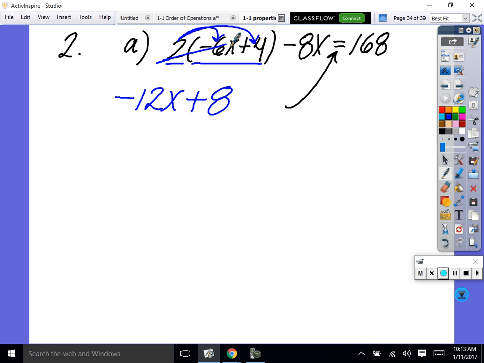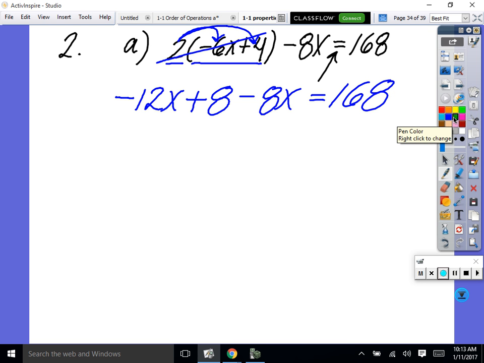So now look, I just simplified that piece. And now let's rewrite what we have left. So everybody, I'm showing my work. I still have minus 8x, and that equals 168. Is everybody clear? We're going to go a little bit slow at first. So now what you're going to say is, I don't want multiple x's. So I'm going to combine like terms.